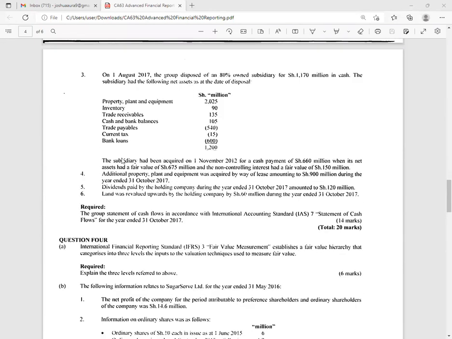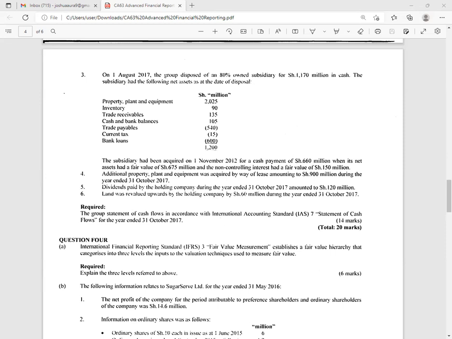This one, I think we have adjusted for it very nicely. Then we are told note number 4, additional property, plant, and equipment was acquired by way of lease, amounting to 900 million during the year ended 31st October 2017. That we shall be able to handle later. Note number 5, dividends paid by the holding company during the year ended 31st October 2017 amounted to that. Note 6, land was revalued upwards by the holding company by shillings 60 million during the year ended 31st October 2017. This figure we shall be able to adjust later when we are doing the property, plant, and equipment.